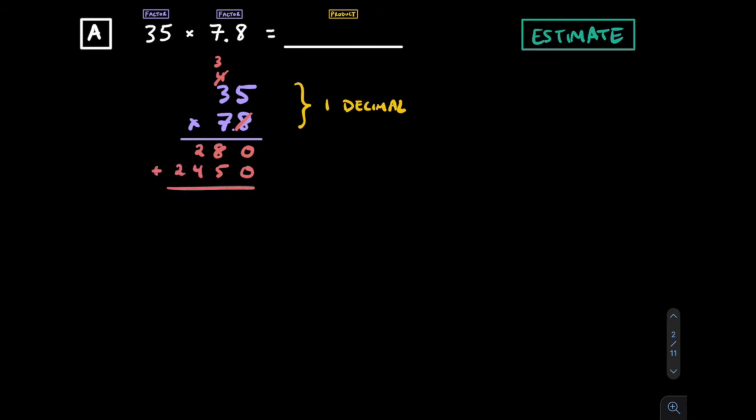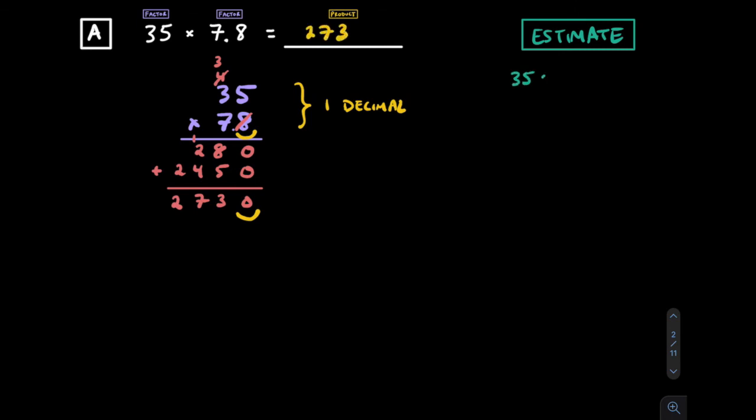We're going to take these partial products and find the sum. We're going to get a 0 here, we're going to get 13, carry the 1, this is a 7, and this is a 2. Since we had 1 decimal place in one of the factors, we should have 1 decimal place in our product. The final product here is going to be 273.